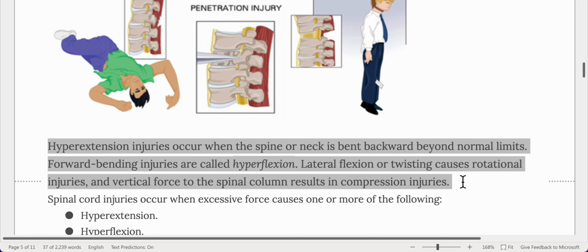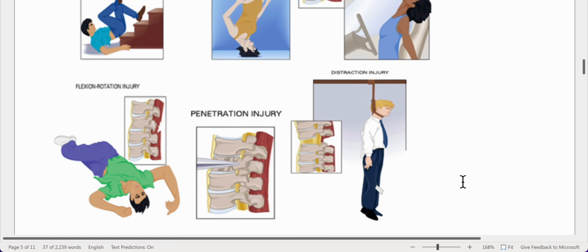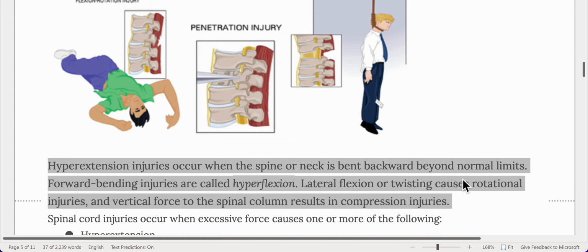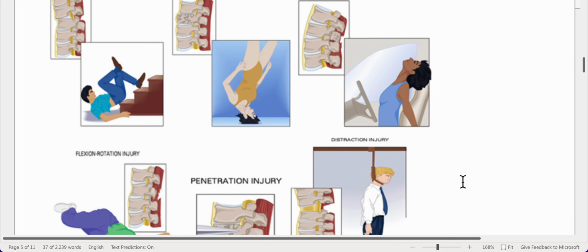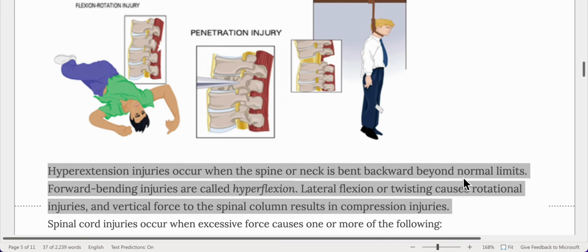Hyperextension injuries occur when the spine or neck is bent backward beyond normal limits. Forward bending injuries are called hyperflexion. Lateral flexion or twisting causes rotational injuries, and vertical force to the spinal column results in compression injuries.